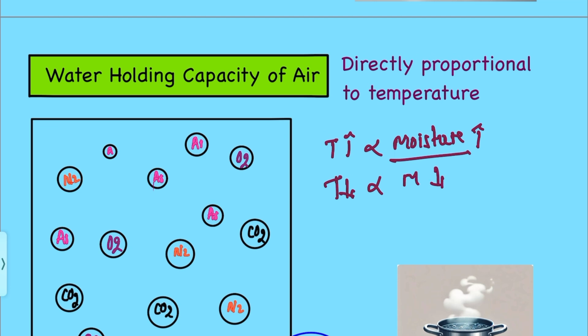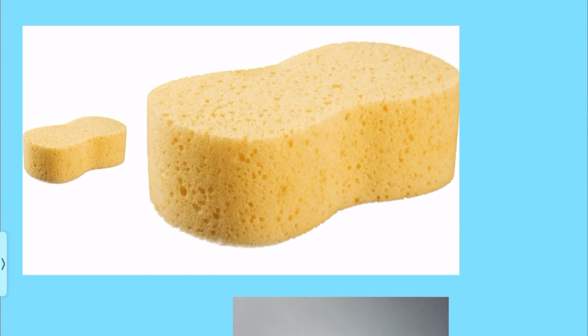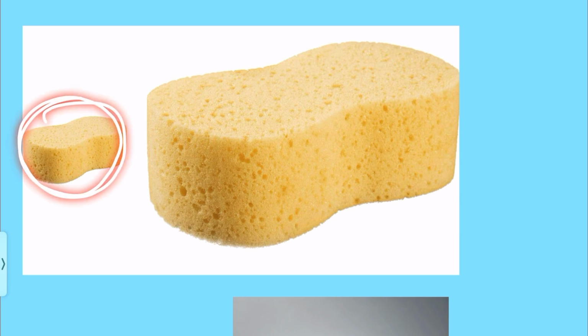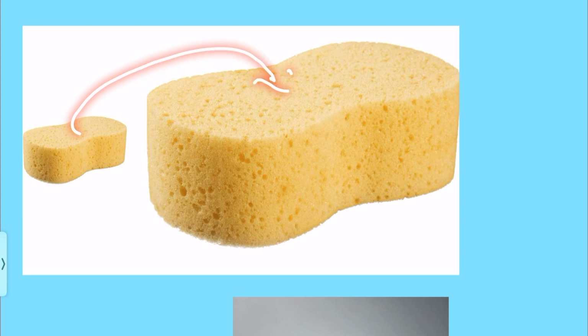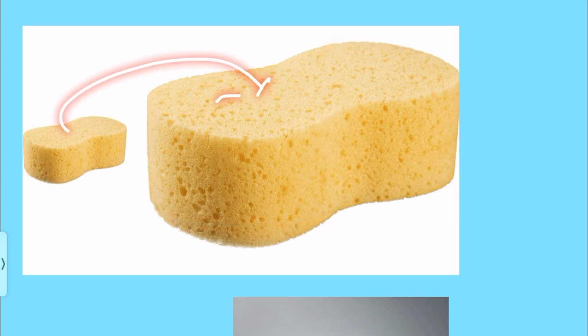So it is directly proportional to temperature. Here I'm giving you some analogy to understand it better. For example, before the temperature rise, this was the volume of air, and because of the rise of temperature, the volume of air's capacity to hold moisture increased. As if this sponge holds less water, but this sponge can hold more water, right? So the capacity to hold water increases.